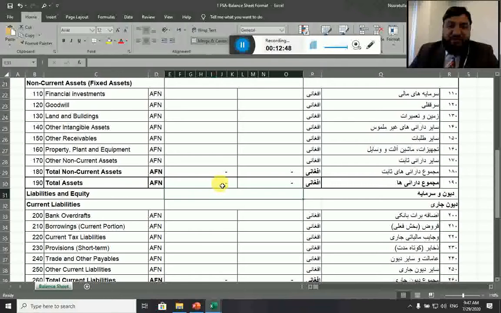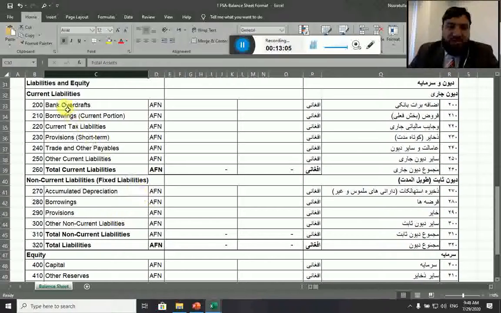Now first total assets are found. Now we will calculate liabilities, and then we will calculate equity. Then we will add up both liability and equity. The total of these two should be equal to the total of total assets. So under the liability portion, we have current liabilities, and we have bank overdrafts, borrowing current portion, current tax liabilities, provisions, short-term, trade and other payables, other current liabilities.